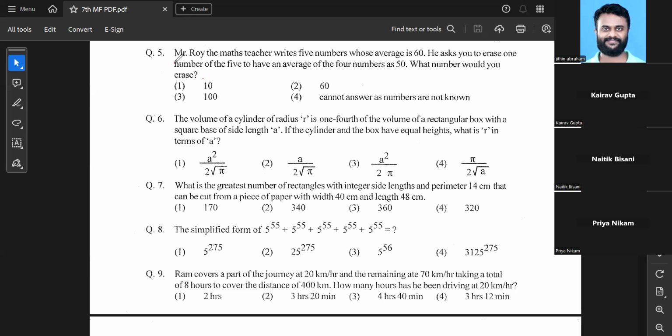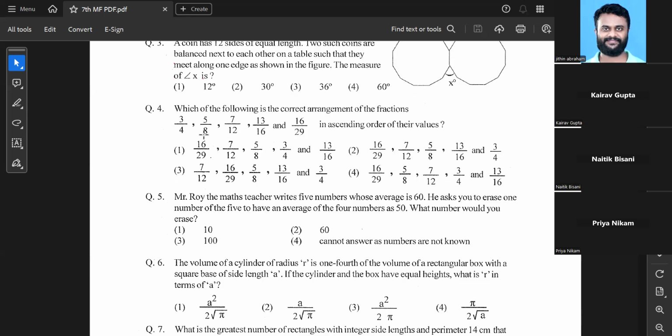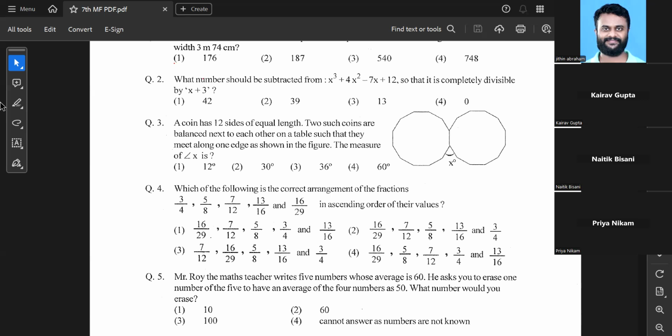Yes, Naitik, tell me. Why did you say to double the exterior angle? Why did I say to double the exterior angle? Because, my dear child, see, the exterior angle will give you only this much. You have to find this much, which is double that. Okay, sir. Understood.